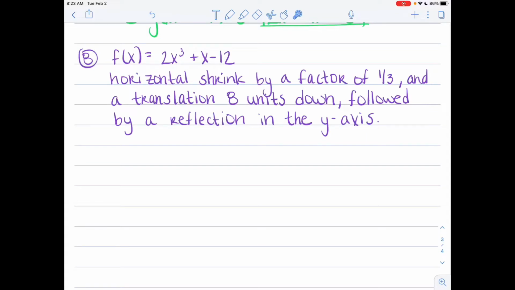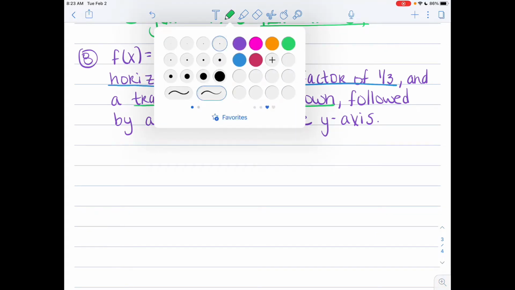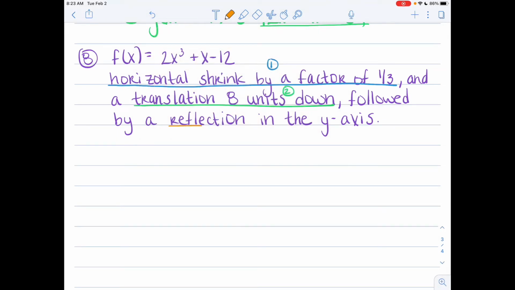Finally, we want to start with this already transformed function, and we want to do three things to it. The first thing is a horizontal shrink by a factor of 1/3. That will be number 1. Number 2 is a translation 8 units down. And then finally, number 3 is a reflection in the y-axis.